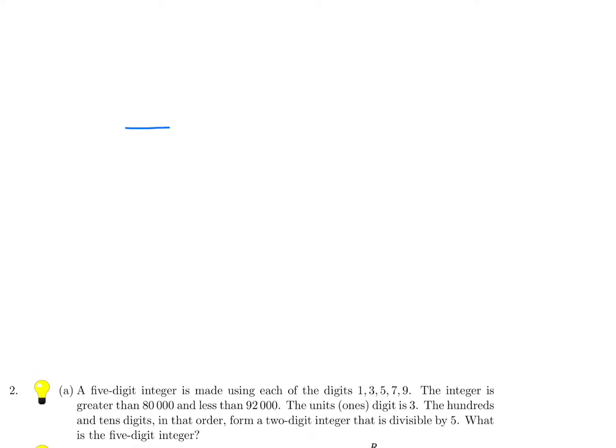Okay, well, 1, 2, 3, 4, 5 digits. They told me that the units digit is 3. And we are using these numbers here. So 3 has already been used. Then the hundreds and tens digit, so these two in that order form a 2-digit integer that is divisible by 5. If it's divisible by 5, then this has to be either a 0 or a 5. Well, 0 is not one of the answer choices, so it's got to be a 5. So that means that's gone. Now we have to figure out how to put the 1, the 7, and the 9.